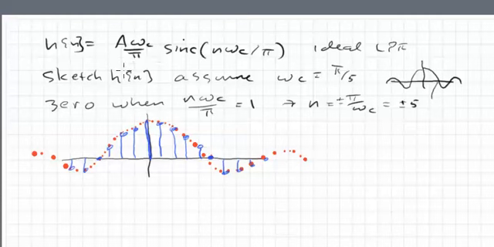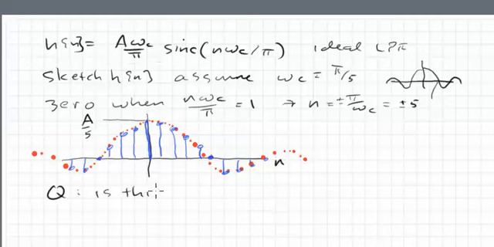What else? The sinc function we know has a value of 1 when the argument is 0, but it's also multiplied by omega c over pi. And omega c is pi over 5, so it's 1 over 5 is the value right there. All right, so this is a function of n. So, questions.